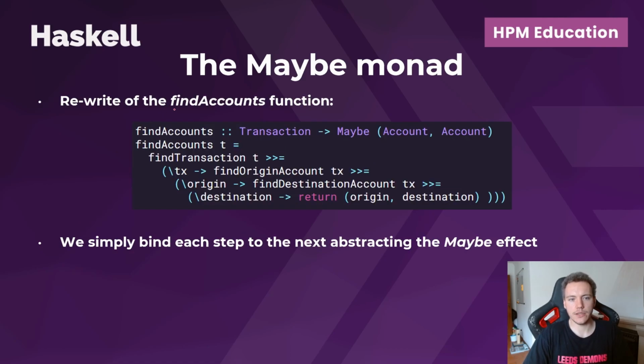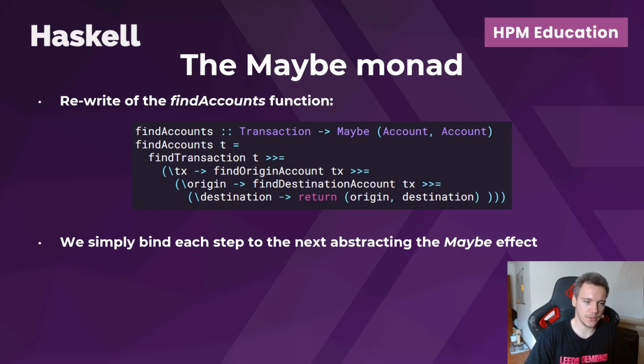Now we can rewrite our find accounts function using the bind operator from the monad type class, since we know that maybe is an instance of the monad class. Our type signature stays the same. We want to give it a transaction and we want to get back a maybe tuple of accounts.